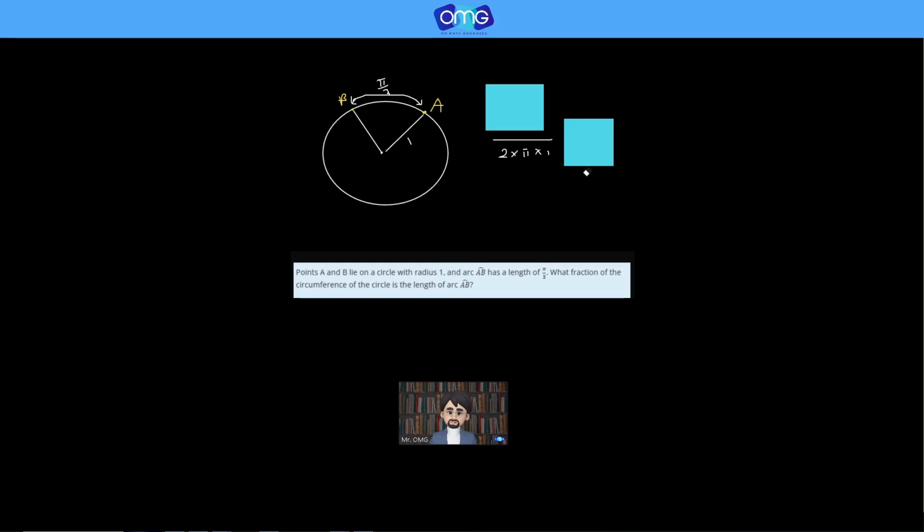The circumference formula is 2 pi r, where the radius is 1. So the arc AB is pi over 3. To find the fraction, it is this divided by this, which is 1 over 6, and that's the answer.